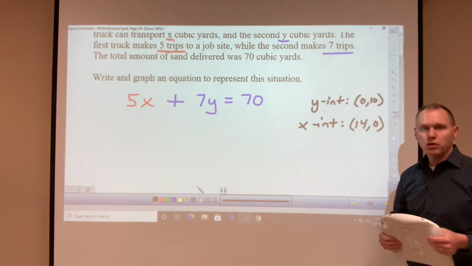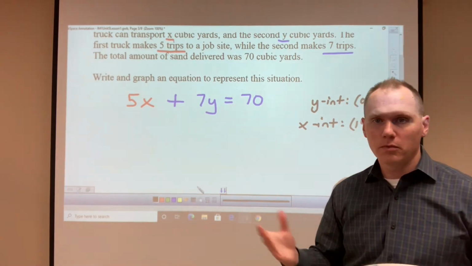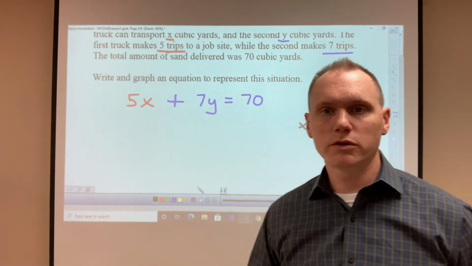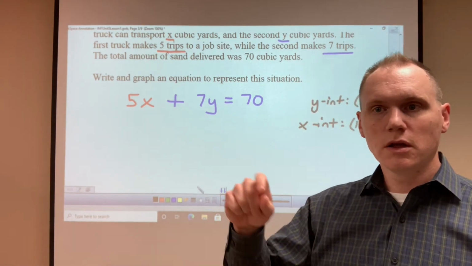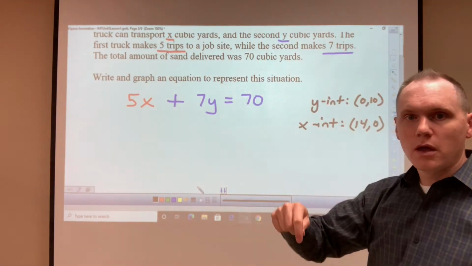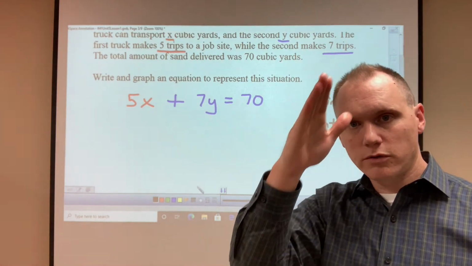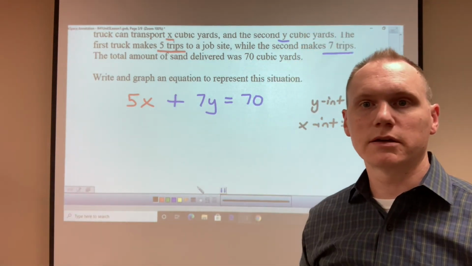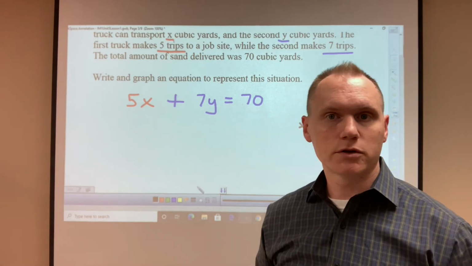And then once we plot those, a line is defined by 2 points, right? So we can just take our ruler out. Once we plot the x-intercept and y-intercept, make our ruler go through those points and then draw the line that connects them. And there we go, there's our graph, right?